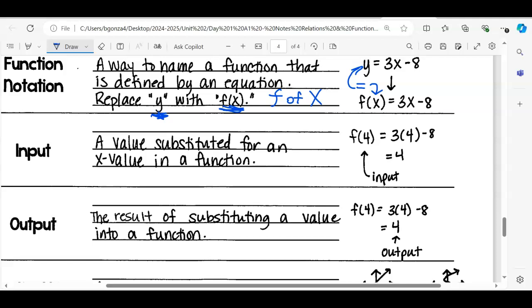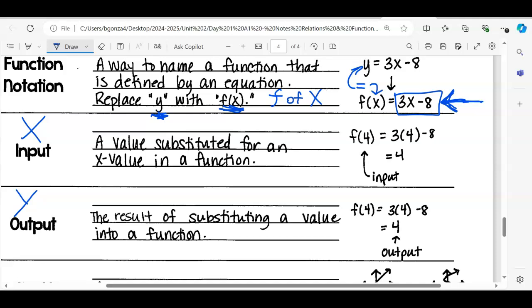When we talk about input and output, we like to think of it as a machine. You put something into a machine, some stuff happens, and it spits out something else. There's input, there's output. Go ahead and put above the word input, x. X is your input. You put x into the function, and it results in an output of y. X goes in, y comes out. And what are we plugging it into? Right here, this is my machine, this function right here, 3x minus 8.